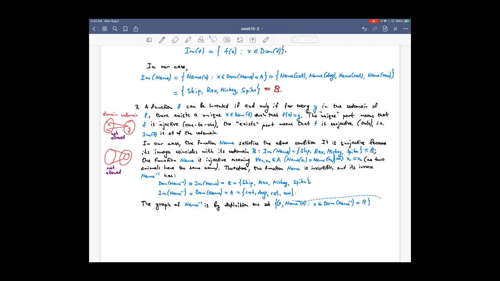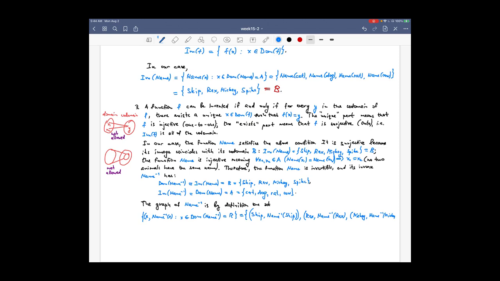And so this set simply is the set Skip, name inverse of Skip; Rex, name inverse of Rex; Mikey, name inverse of Mikey; and finally Spike, name inverse of Spike.